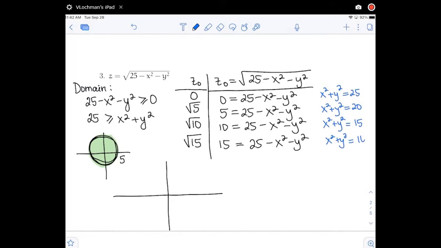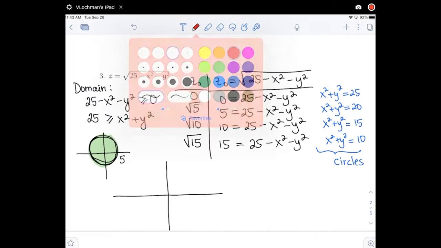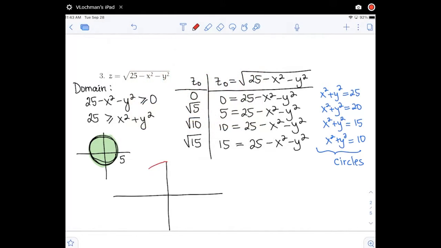Okay, so let's go ahead and graph this. These are all circles, right? So let's go ahead and mark them. These are all circles. Our largest radius level curve is for z equals 0, and that would be radius 5. That's z equals 0, and that would be 5 here.